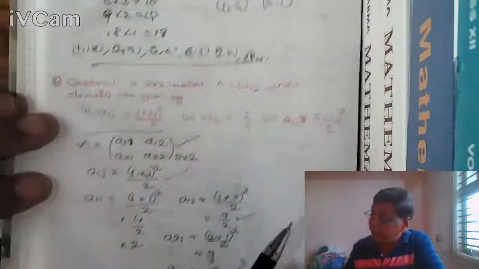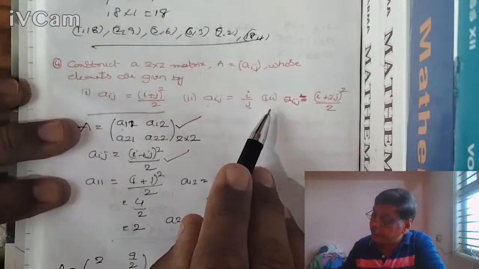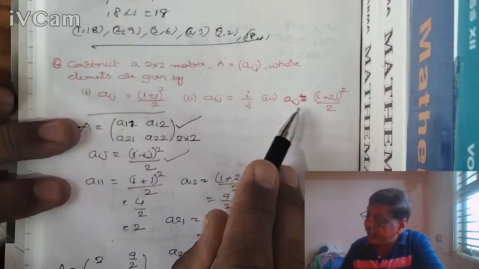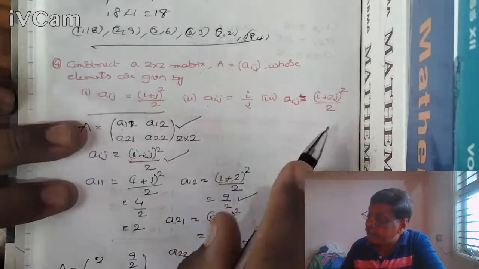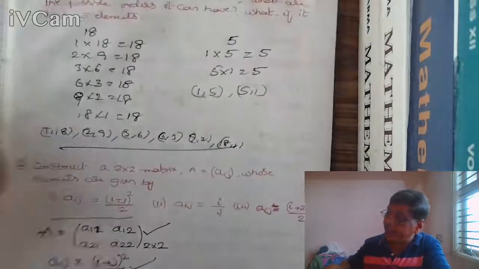Next, we move to question number 3, that is, sub-question 3: Aij equals (i plus 2j) whole square divided by 2.